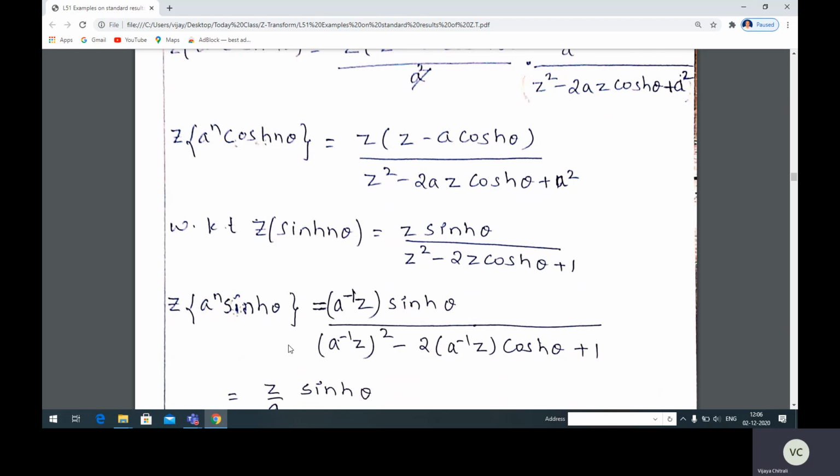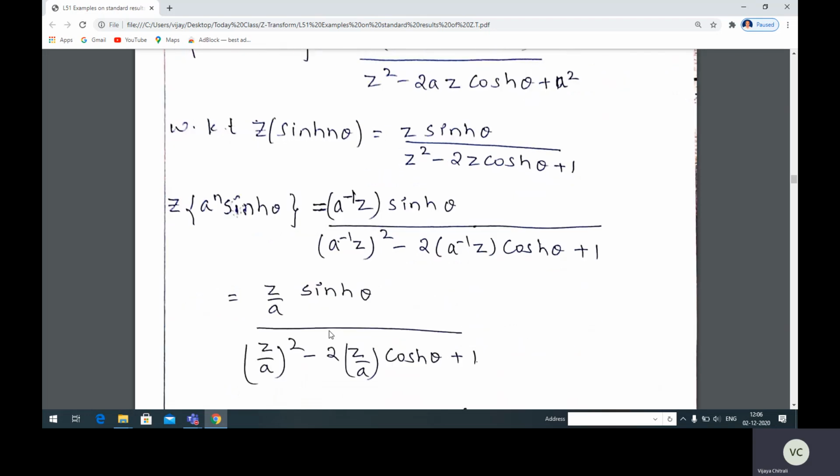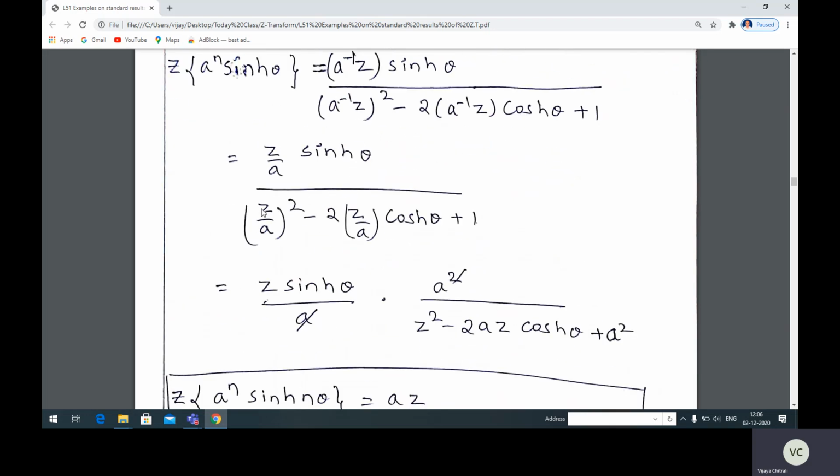Now for the second one, we know that the transform of sine hyperbolic n theta is equal to z sine hyperbolic theta divided by z square minus 2z cos hyperbolic theta plus 1. But if they ask the transform of a raised to n sine hyperbolic n theta, first you need to show what is the transform of sine hyperbolic n theta. Later you apply the damping rule. Now z is replaced by z by a, or a inverse z. So we'll get z by a sine hyperbolic theta divided by z by a raised to 2 minus 2 z by a cos hyperbolic theta plus 1.